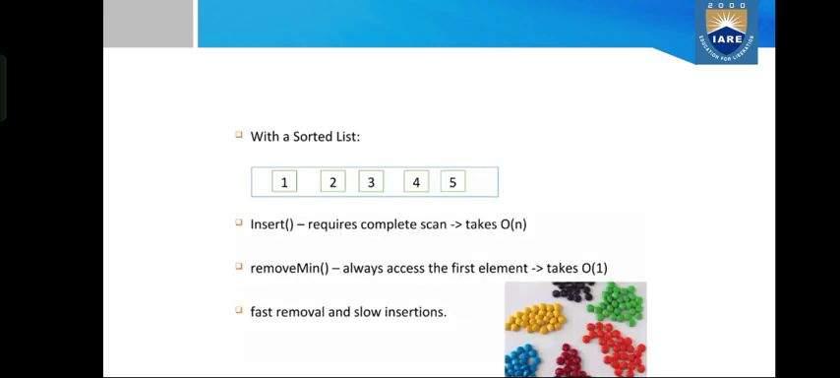With a sorted list, insertion requires a complete scan and takes big O of n. RemoveMin always acts on the first element and takes big O of 1. So we get fast removal and slow insertion.